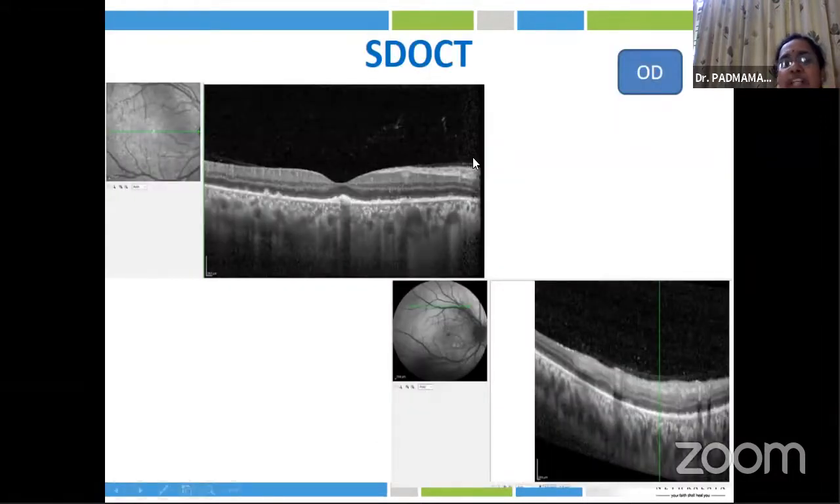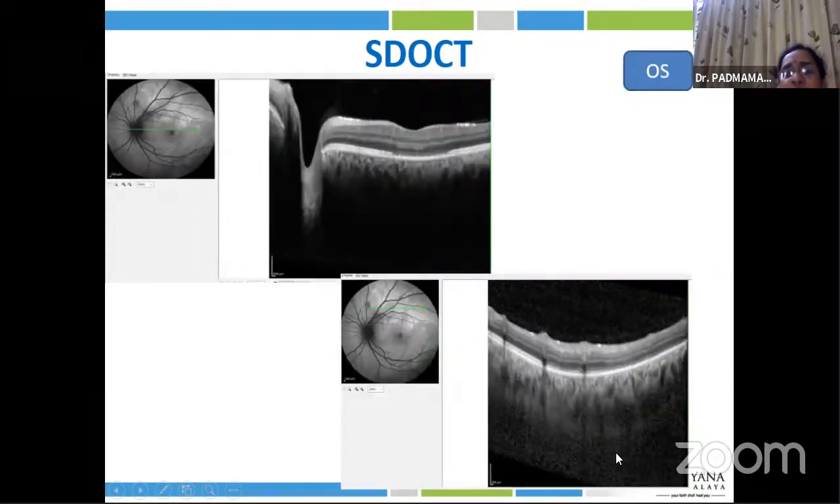OCT shows, in addition to the posterior vitreous cells, there is destruction of the outer retinal layers where you can see distortion of the ELM with myoid ellipsoid zone alterations. Where the active edge is there, we could see it's not only the retina, but also the choroid that is involved. Here again in the left eye, you could see destruction of the outer retinal layers with increased thickness of the choroid in addition to the retinal changes.